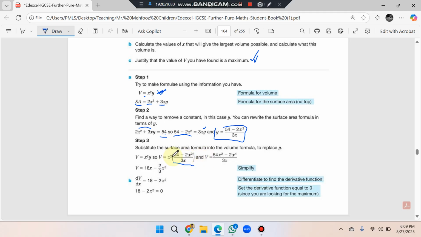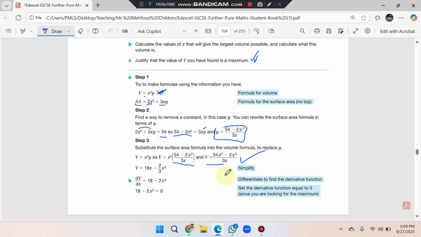So it will become this x square multiplied into this term, it will become 54 x square minus 2x raised to the power 4. Do you have any problem till this step? No. Okay, good.